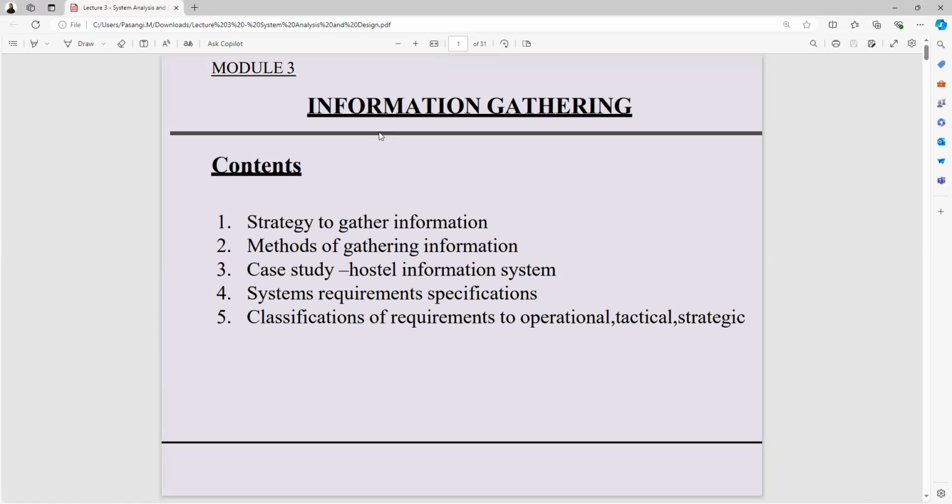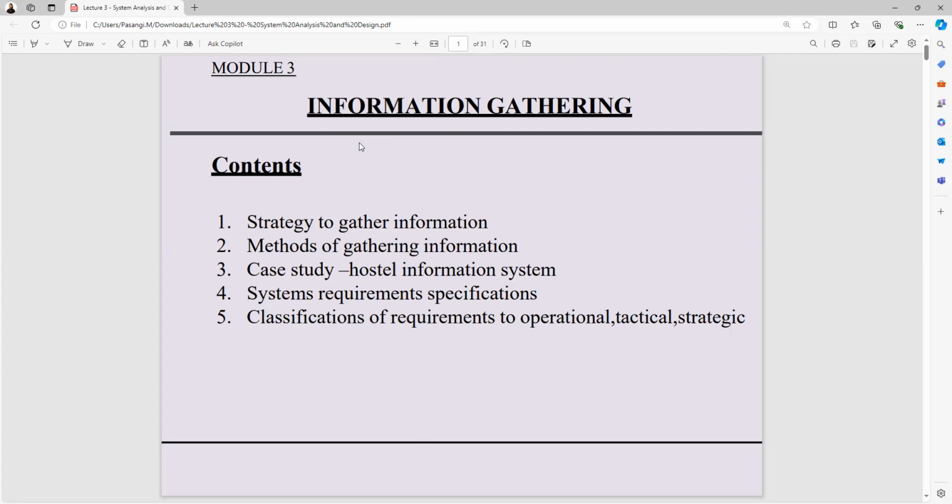When it comes to information gathering, before that, let me recall the last two lessons. First, we were discussing data and information, what the differences between data and information are, how it works, and how we apply those, everything we discussed in lecture 1. And in lecture 2, we discussed the entire system analysis and design life cycle.